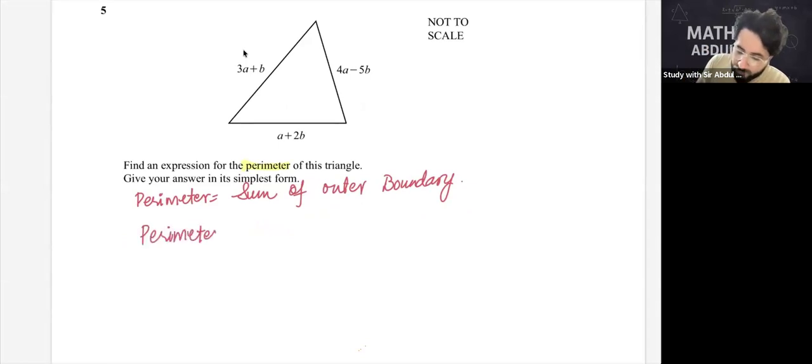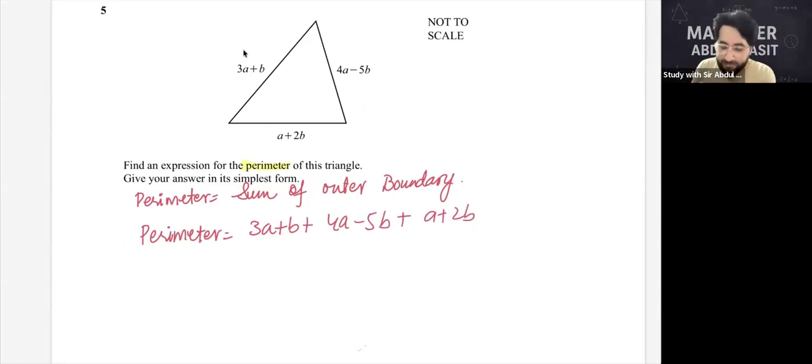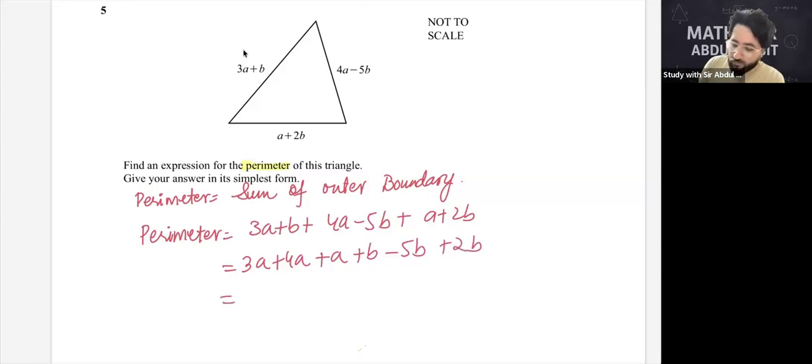is equal to 3a + b + 4a - 5b + a + 2b. Now add all three and arrange the like terms. 3a + 4a + a + b - 5b + 2b. So 3 + 4 + 1 is technically 8a. Okay, so b + 2b is 3b and 3b - 5b is technically -2b. So that is the expression.